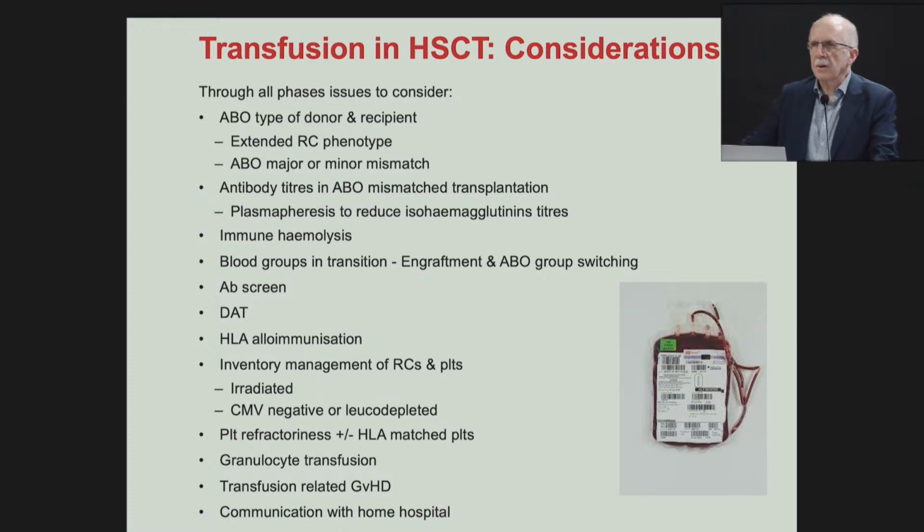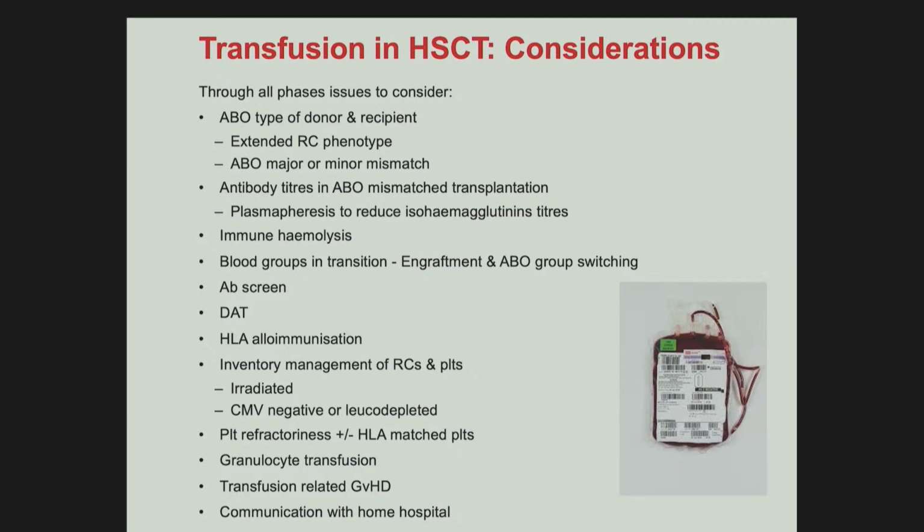But from a laboratory inventory management perspective, do we need any special attributes for the red cells we're going to transfuse? Do we need CMV negative? Do we need irradiated? Similarly with platelets, do we need irradiated or CMV negative platelets? Then the consideration of granulocyte transfusions. So importantly, patients may move around. They may have a transplant at one hospital, and then once they've recovered, they go to another hospital. So it's extremely important that transfusion details and transplant history is communicated to the second hospital.